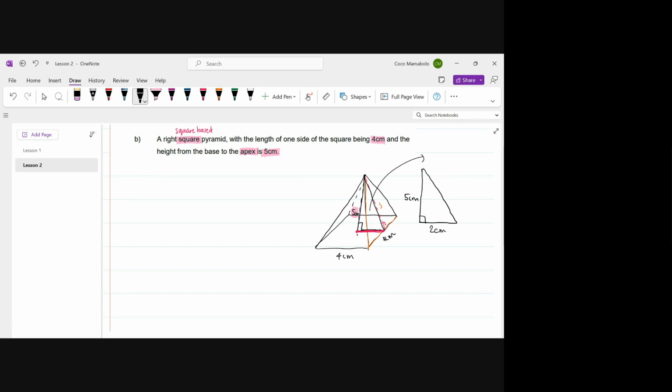Right. Now, I'm going to remind you guys, the total surface area is first going to be the area of my square, the area of the square at the bottom, plus the area of the slant triangles, but there's 4 of them, times 4.